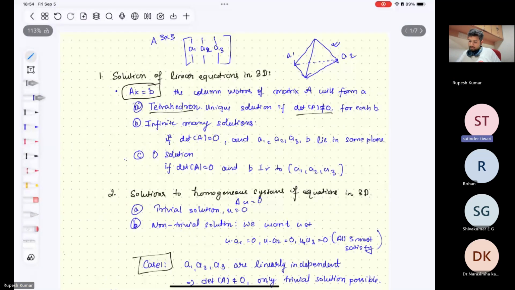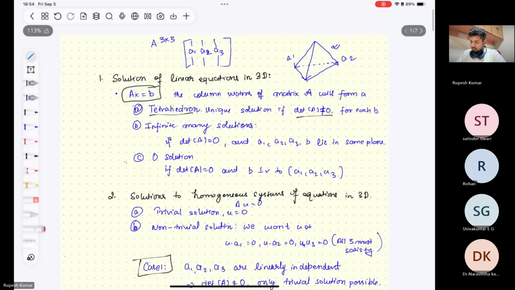Is this clear? If B is not in that direction, then obviously you are getting zero solutions. And let's say only two of them are linearly dependent and one is linearly independent of the two, then again you can get B with no solution or infinitely many solutions. If B lies in the plane of the two vectors which are linearly independent, then you get infinitely many solutions. If B does not lie in that plane, if B is orthogonal to that plane, you get zero solutions. So in both cases, you can get either zero or infinitely many solutions for the non-homogeneous case. Is this clear? Yes, sir.